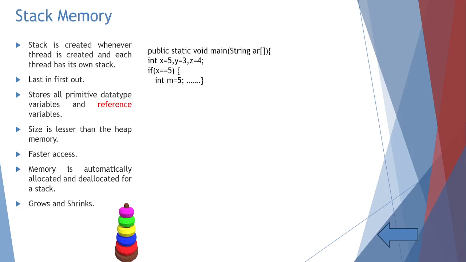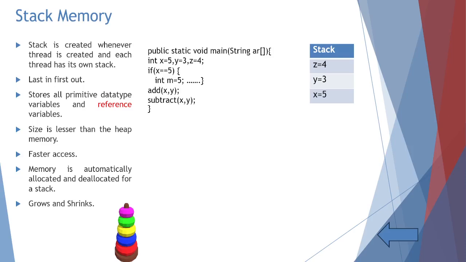Public static void main is a thread created in which there are 3 variables declared. Int x is equal to 5, y is equal to 3, z is equal to 4. And if x is equal to 5, create another variable m is equal to 5 and some other statements inside if. For this, the hypothetical stack representation is like this. X is 5, y is 3, z is 4, m is 5 on top of the stack. Once the if construct is executed fully in those curly braces, m is out of scope, so it is removed automatically from the stack from top.